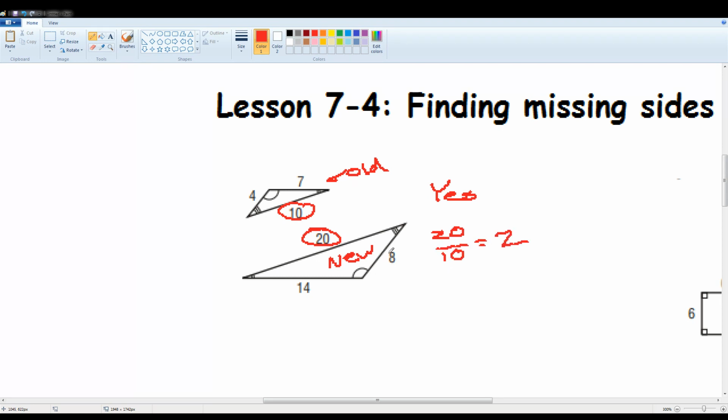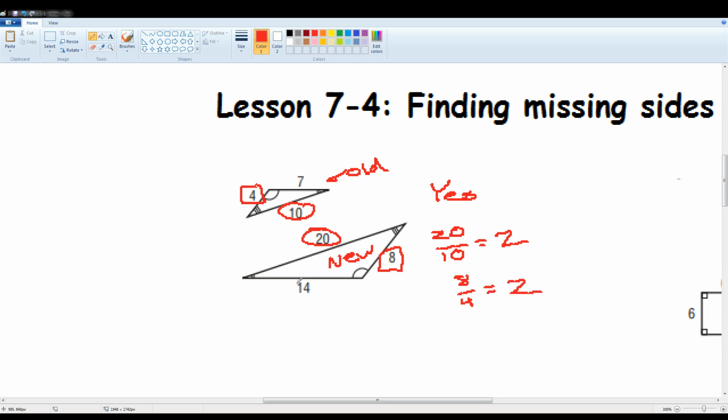Great. Next, I'm going to compare the side marked 8. Which side does that match up with? I look for those same 2 corner angle markings, and that matches up with the side of 4. So 8 over 4 is 2.